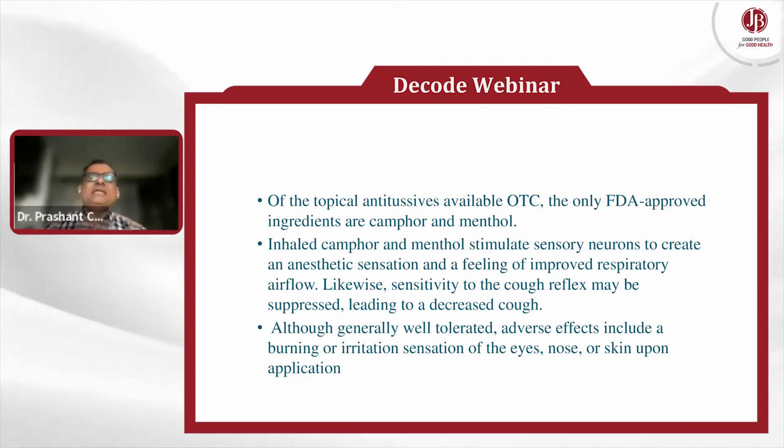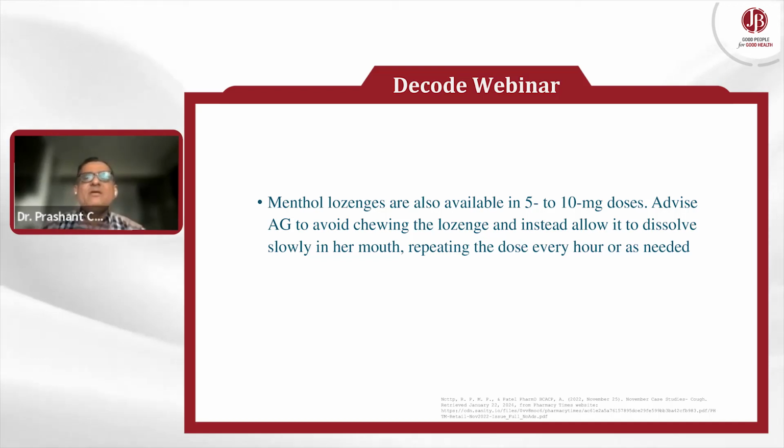Of the topical antitussives which are available over the counter, the FDA-approved ingredients are camphor and menthol. People sometimes use inhaled camphor and menthol to stimulate the sensory neurons and create an anesthetic sensation, and that improves the respiratory airflow, and accordingly the cough reflex can be suppressed. Although it is generally well tolerated, it can lead to a burning sensation of the eyes, nose, and skin.